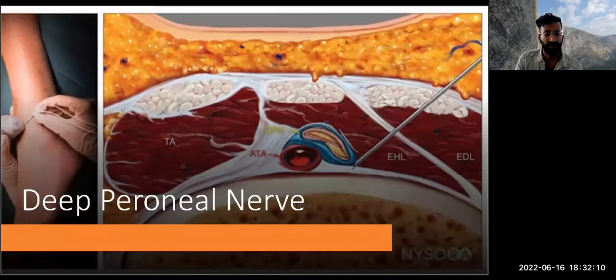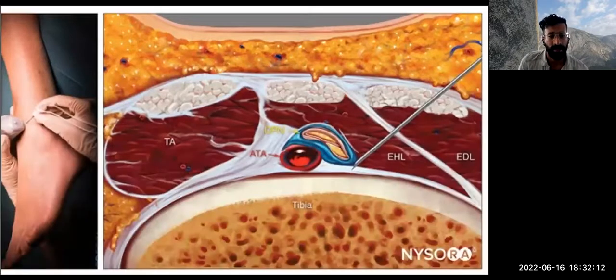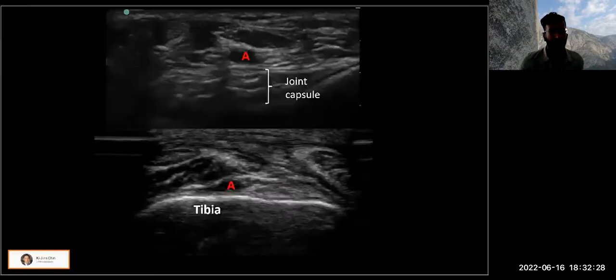Okay, so moving on to the deep peroneal nerve. The landmark in this case is the anterior tibial artery. You can see the point at which we're blocking is when the anterior tibial artery is sitting on the distal tibia, creating a nice platform. This is a nice little picture of two views of the anterior tibial artery. This is a little bit more distal and this is a little bit more proximal.